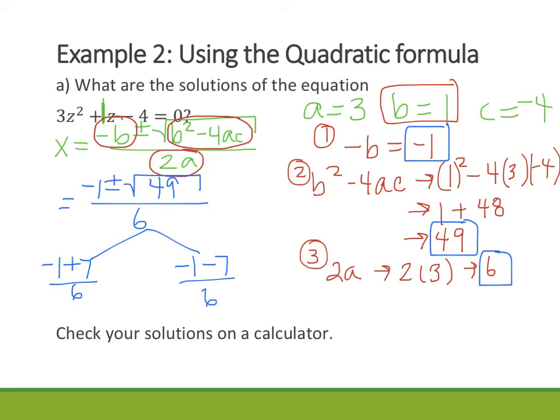Now, for those of you who are saying, where did that 7 come from? Well, if I take the square root of 49, the square root of 49 is 7. So that's where the 7 came from. Okay, now, we just have to figure out what each of these are.